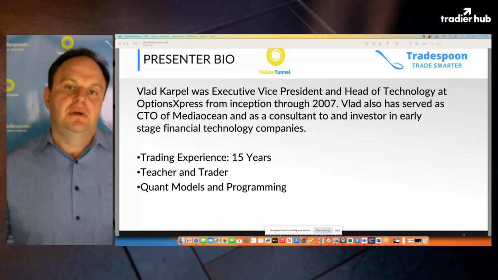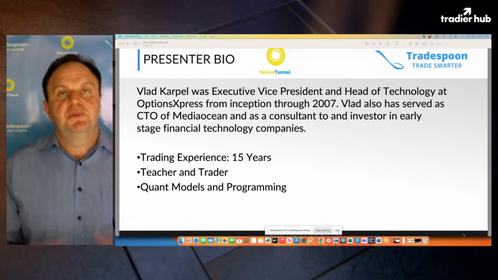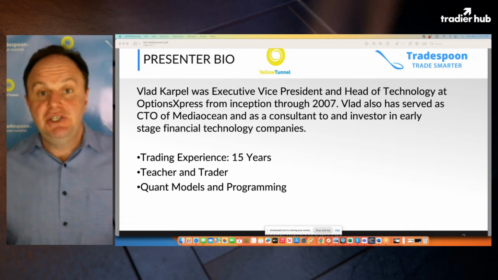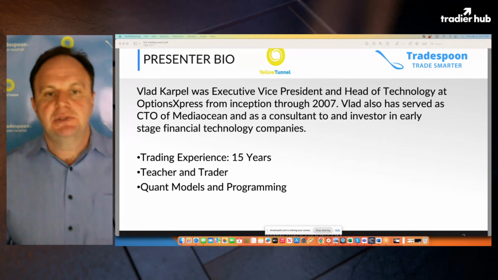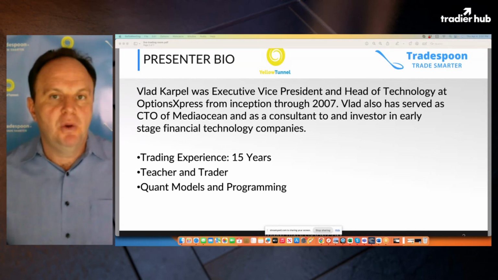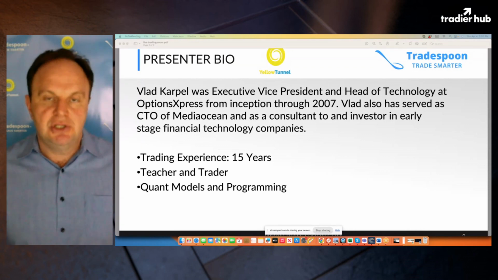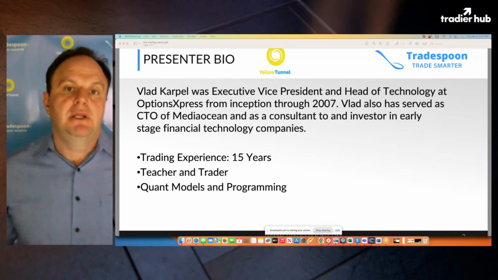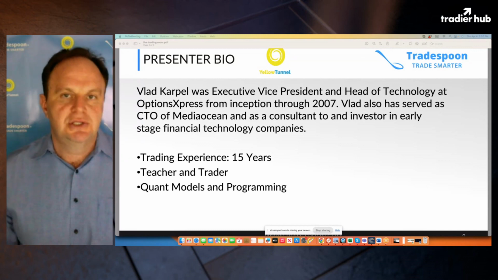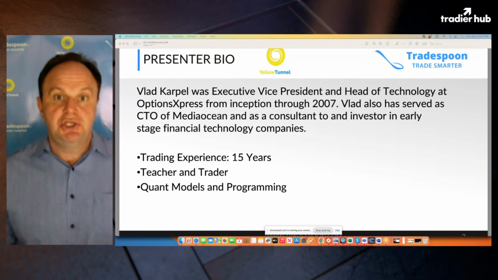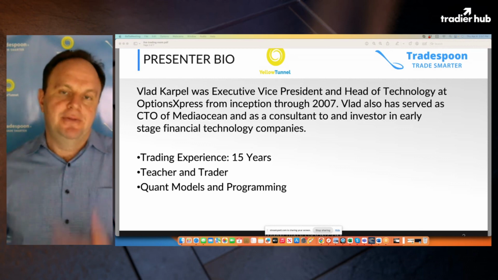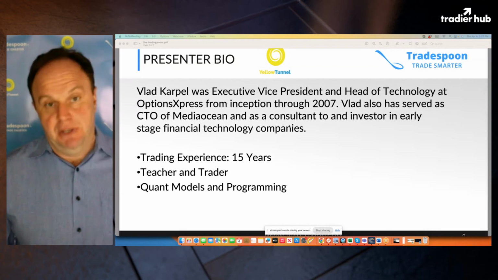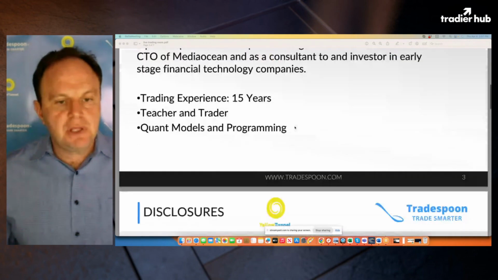The difference between Yellow Tunnel and TradeSpoon's services is that my background is technology. I've been a CTO of several publicly traded companies. Once they went public, I decided I'm going to manage my own money, build a team of financial engineers that are building models, looking for opportunities in the market, and I start trading them. And I've been doing that for over 10 years. And now I'm exposing the research, the AI signals, and the live trading room, which you're part of as part of our service. So that's my background.